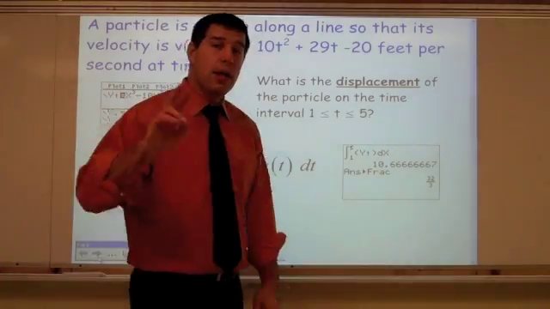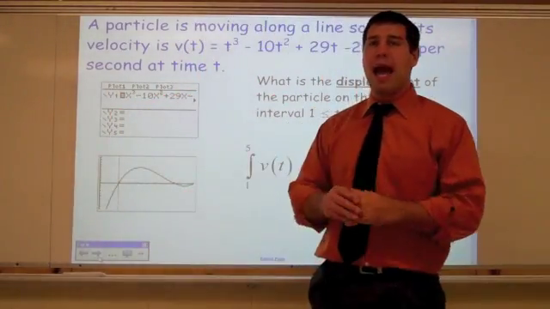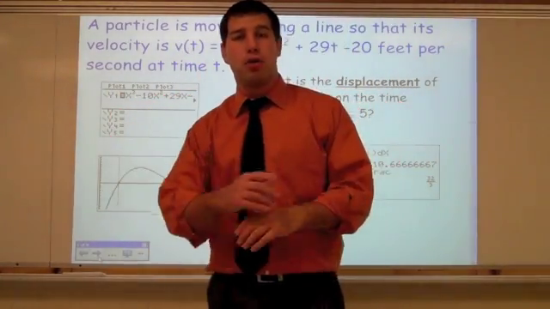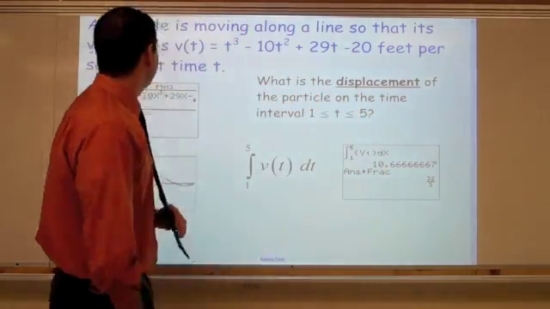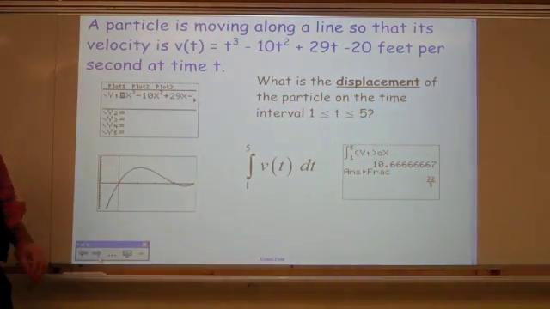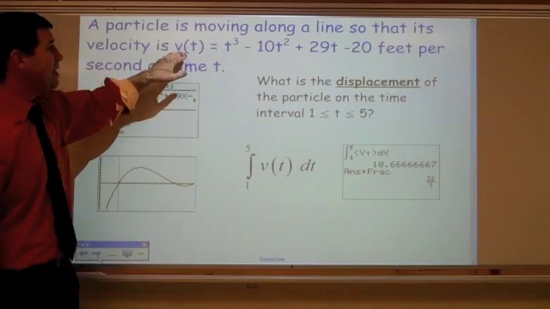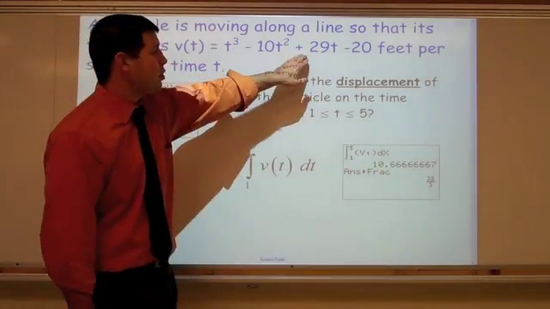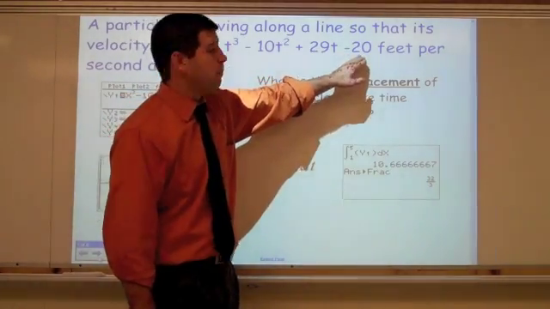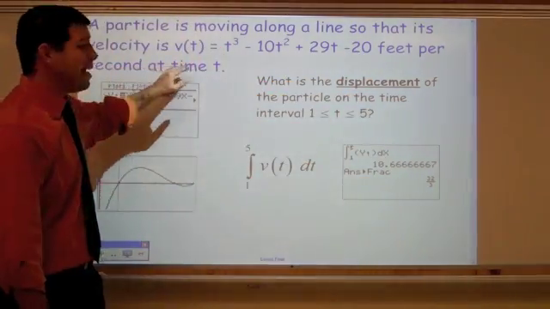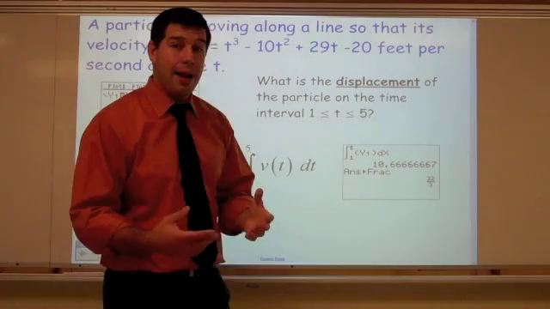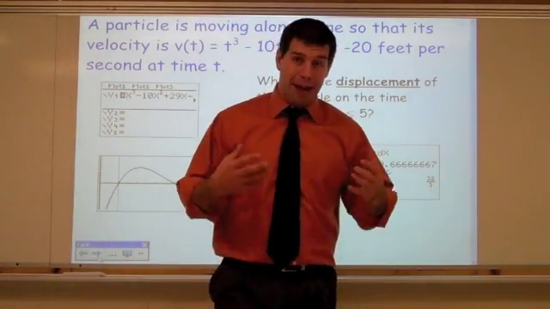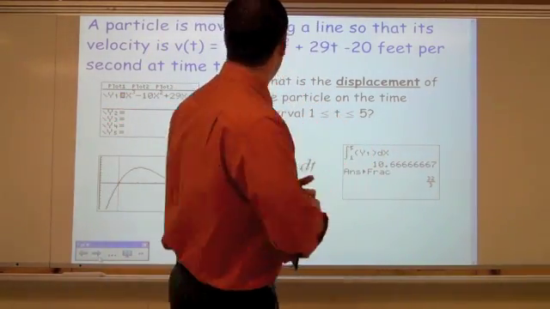Okay, next, a two-part question involving a particle in horizontal motion, a particle moving along a line. The particle's moving along a line, so that its velocity is v of t equals t cubed minus 10t squared plus 29t minus 20 feet per second at time t. Again, they gave you an equation for a rate. Velocity is a rate.